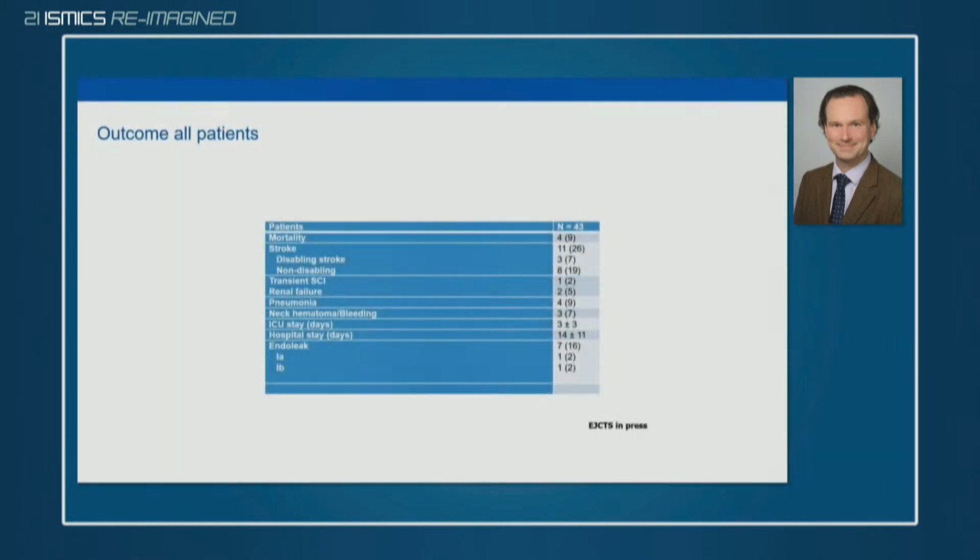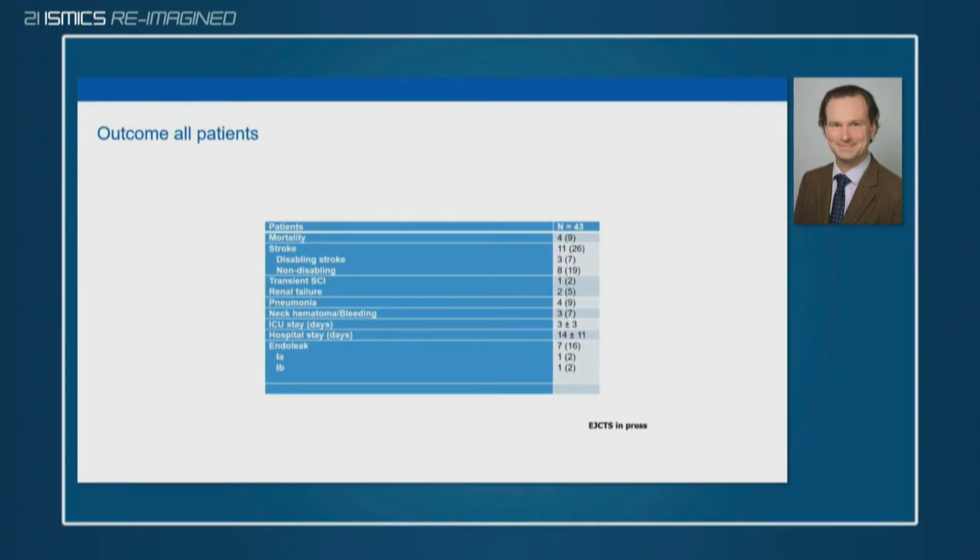We were lucky to collect a series of 43 patients in 8 centers where we combined our results. This is a newly released article which you can already find online, with a perioperative mortality of 9%, an acceptable disabling stroke rate, but a non-disabling stroke rate which is still too high, and every effort has to be taken to reduce this to a minimum.